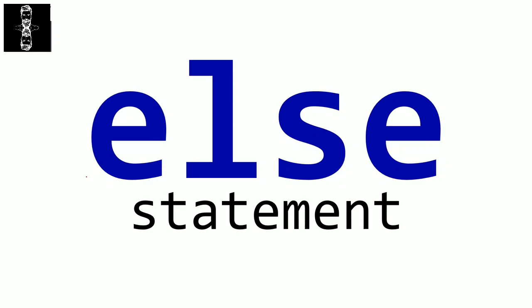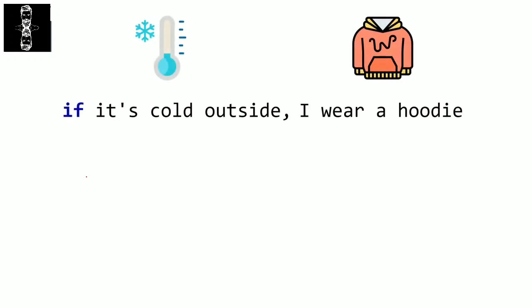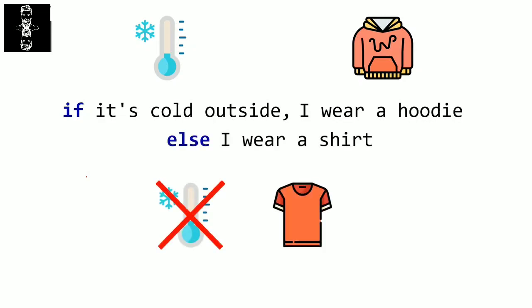Let's take back our first example. We said, if it's cold outside, I wear a hoodie. And what if it's not cold outside? We can say, if it's cold outside, I wear a hoodie, else I wear a shirt. Here we choose to do an action in each case.